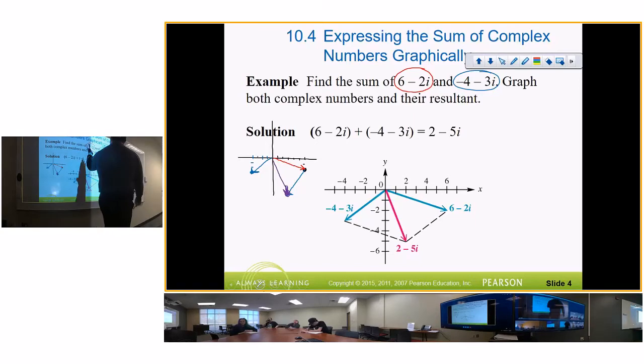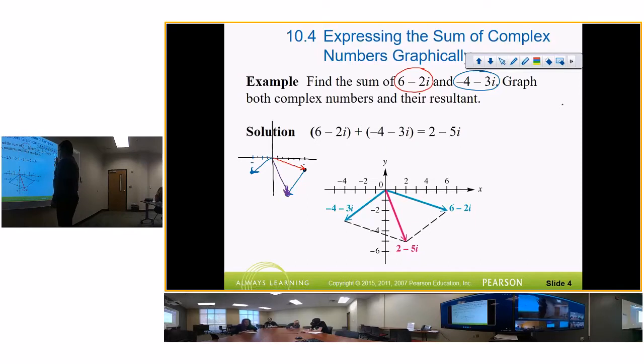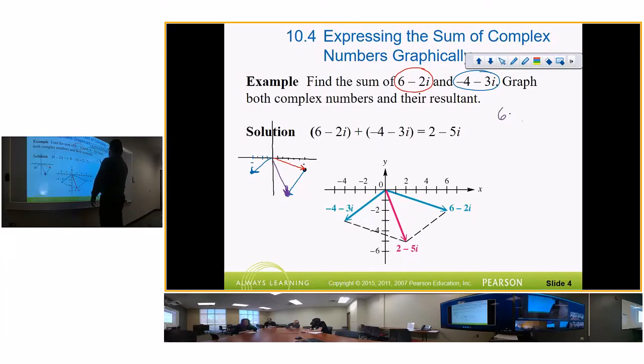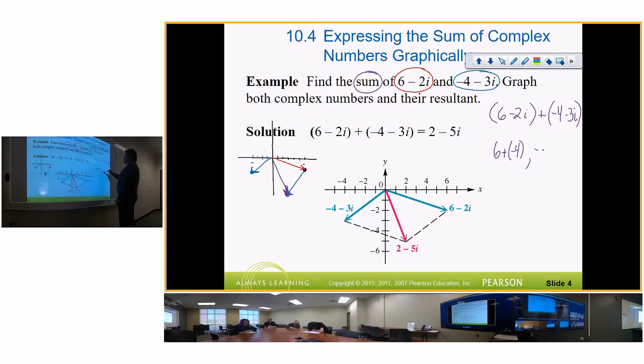Now how do you find it? Well, what's 6 minus 4? 2. So I'm going to take my handy dandy 6 minus 2i, and it said find the sum plus negative 4 minus 3i. And that's going to be 6 plus a negative 4, comma, negative 2i plus negative 3i. And 6 minus 4 is 2. And negative 2i plus a negative 3i is negative what?